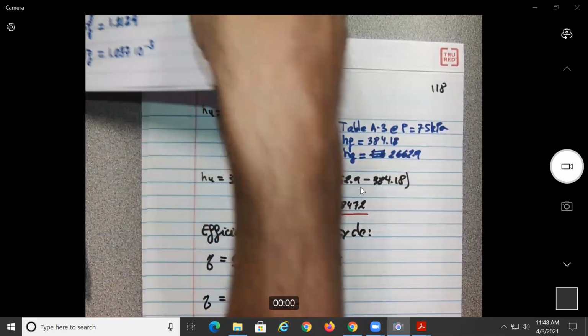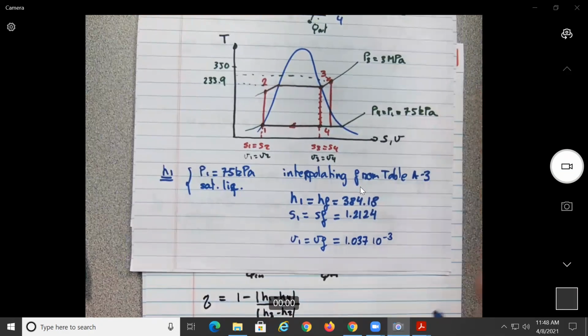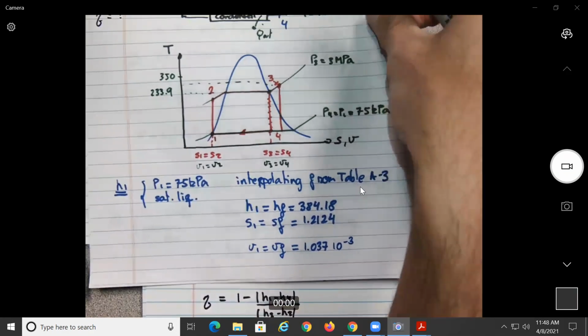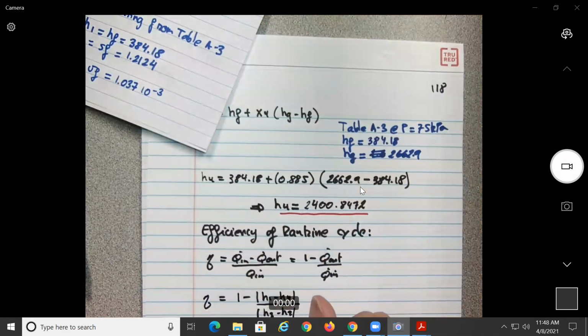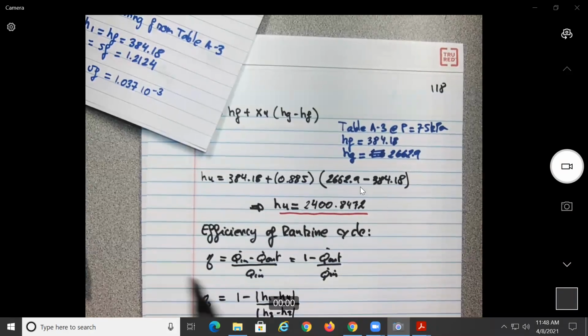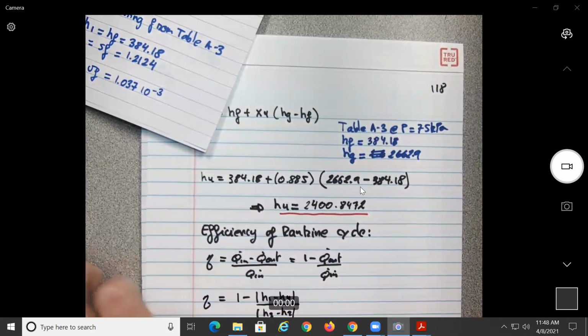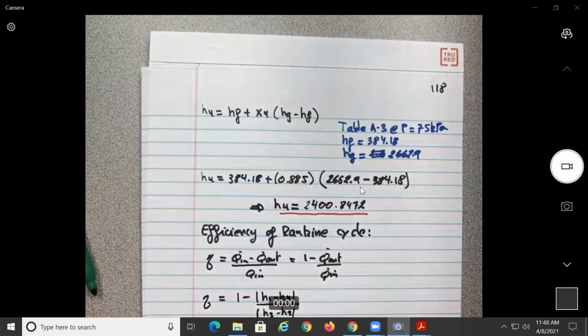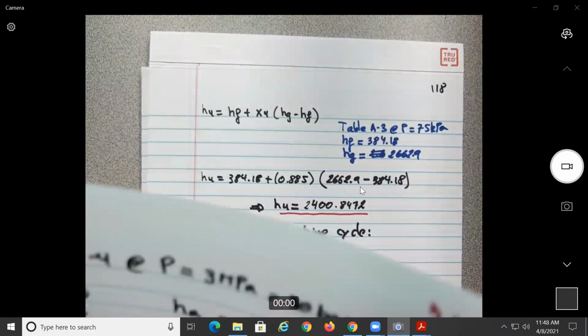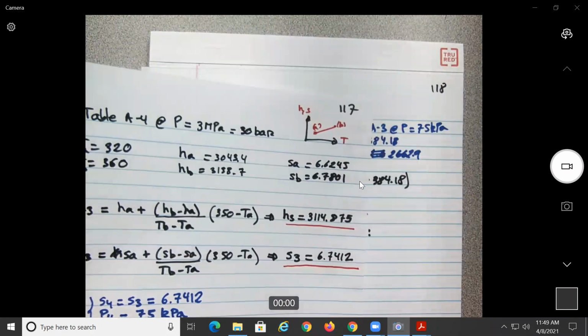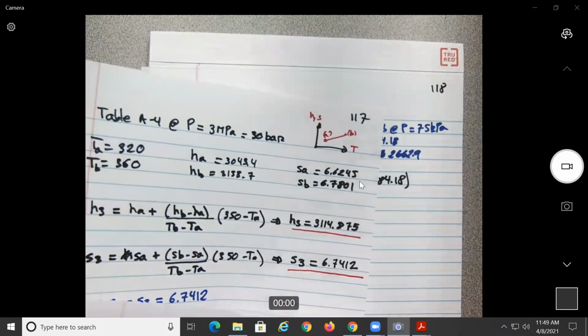What do we have for H1? For H1, we had 384.18 minus 2400. So that's why we take the absolute value, 2400.8472. And we divide by H3, that we found to be equal, the one we just did, 3,114.875.